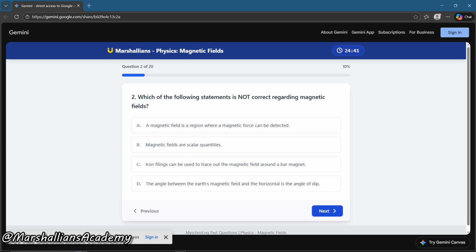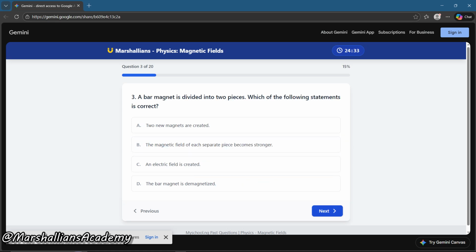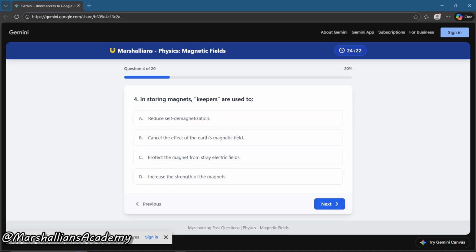Which of them is correct? Or which of them is not correct? What will be the right answer? Yeah, if your answer is scalar quantity, then you are correct. Pause the video and answer this. If the answer is A, 2 new magnets are created, then you are correct.